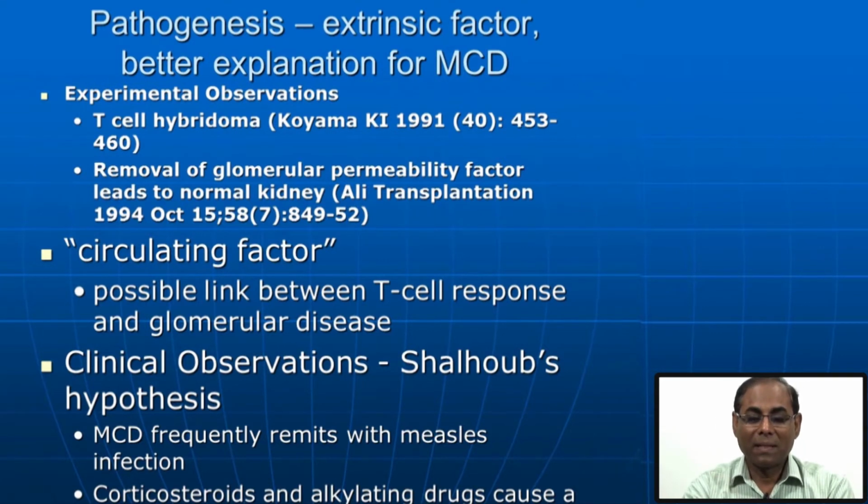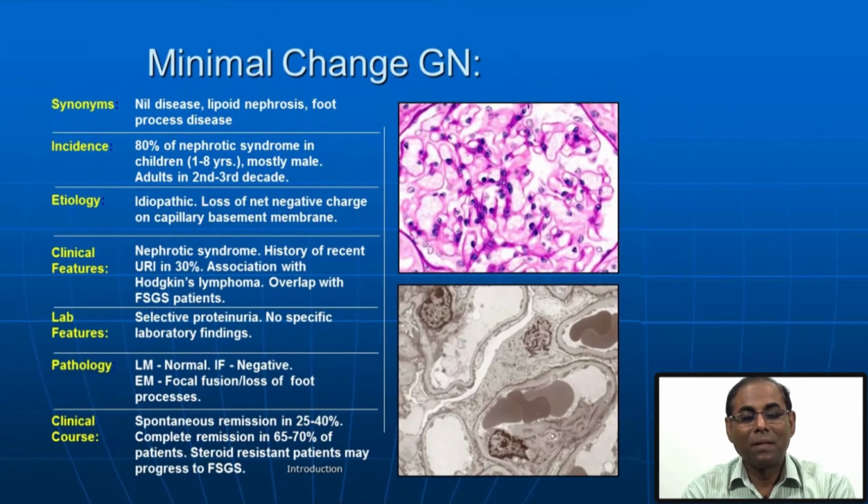So, this is the summary of what I talked about. The synonyms are nil disease, lipoid nephrosis or foot process disease. So, obviously foot process disease. Incidence: 80% of the nephrotic syndrome in children 1 to 8 years, mostly in male, and in adults it is usually second and third decade. Incidence is much lower.